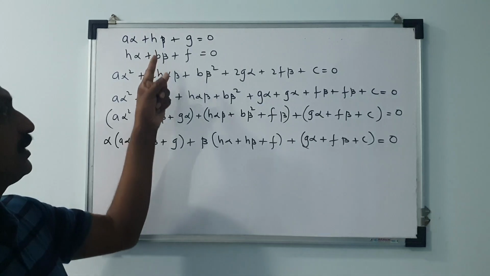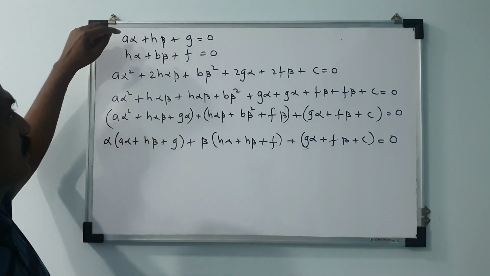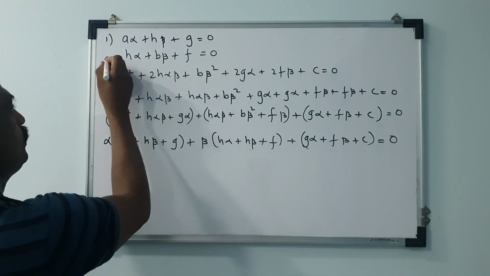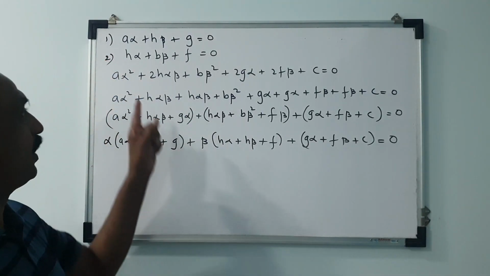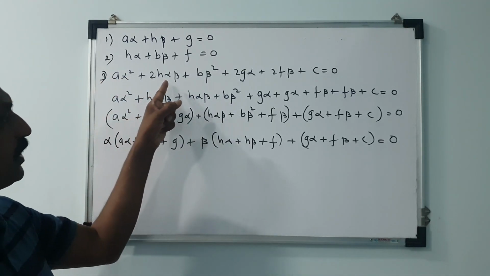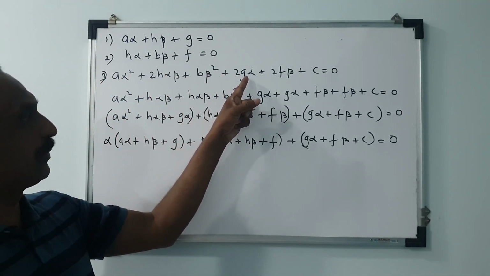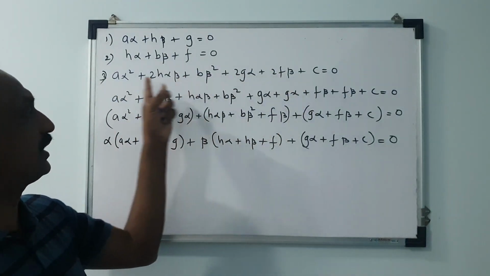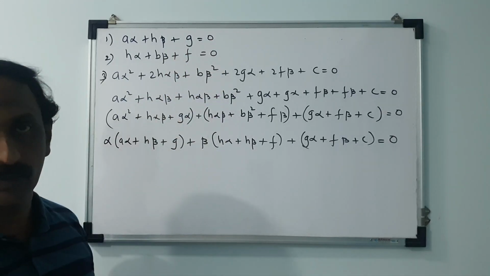Now, what we are doing is, I have taken the three conditions. First condition, a alpha plus h beta plus g equal to 0. Second condition, h alpha plus b beta plus f equal to 0. And third condition, a alpha square plus 2h alpha beta plus b beta square plus 2g alpha plus 2f beta plus c equal to 0. This is very easy to remember. It is nothing but just substituting alpha, beta in the original equation.